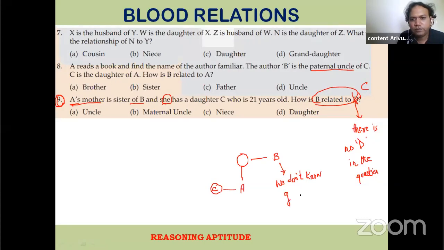We don't know the gender of B. Then also we cannot answer the question because in that case, if B is a female, she would be maternal aunt, and if B is a male, then B would be maternal uncle. So this question is wrong. The question is incorrect.